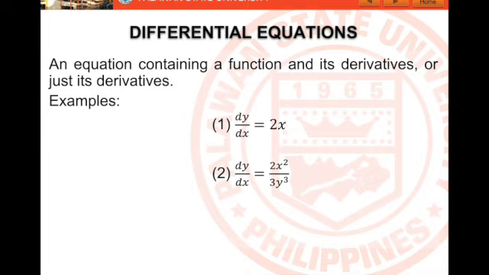Another example would be dy over dx equals 2x squared over 3y cubed. So we have functions and their derivatives. Another one would be the second derivative of y with respect to x equals 4x plus 3. So we will not just be seeing dy over dx here. We can also see second derivatives.